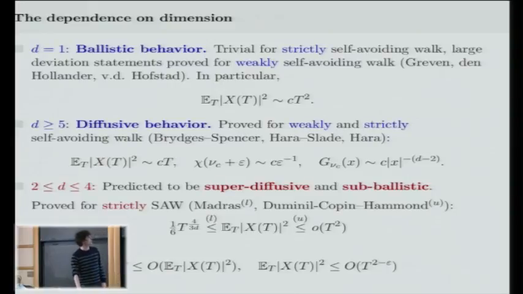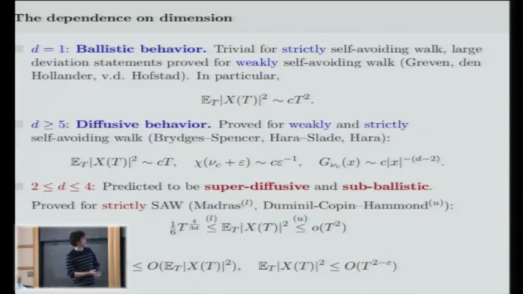If you look at dimension 1, at least the strictly self-avoiding walk is kind of trivial. It either goes left or right and behaves ballistically. Turns out this is also the case for the weakly self-avoiding walk. It's not a triviality in that case, but it's known that it also behaves ballistically for any positive parameter g.